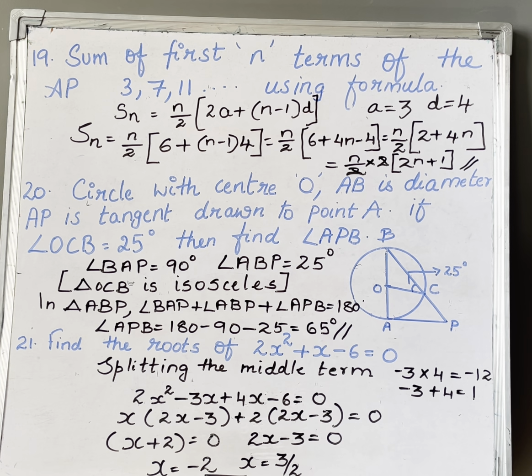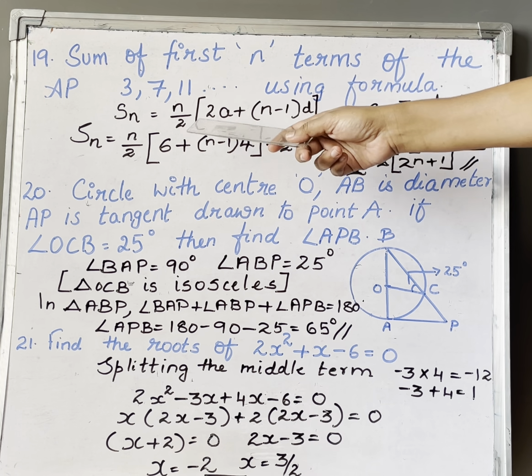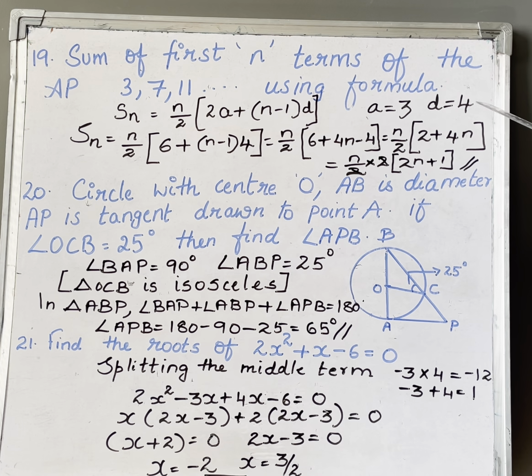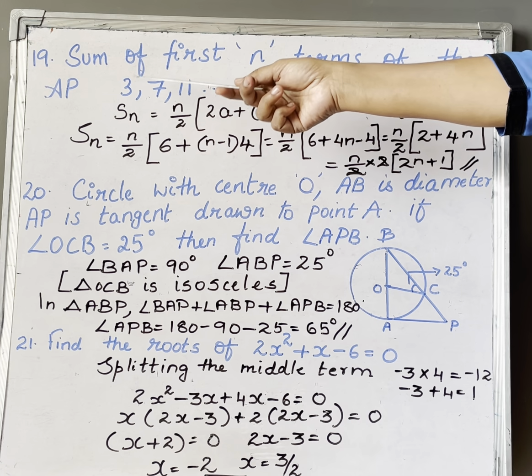Question number 19 is: sum of first n terms of the AP 3, 7, 11 using formula. So how to find the sum of first n terms of an AP? There is a formula Sn is equal to n by 2 into (2a plus (n minus 1) into d), where a is the first term, d is the common difference which we obtain by subtracting the first term from the second term.